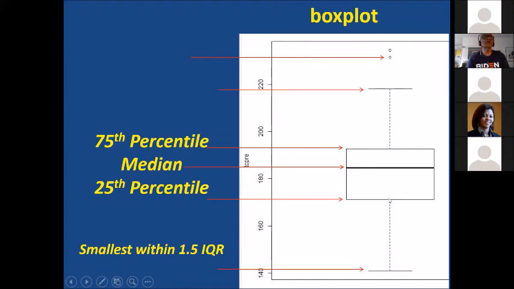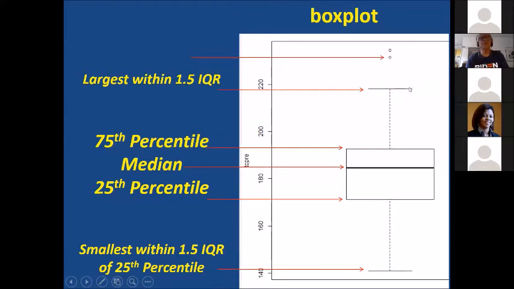And so R gives you that whisker end. But it's not necessarily 1.5 IQR. This line means you actually have a data point there. What I call the smallest within 1.5 IQR of the 25th percentile. There you actually have a value. And likewise, this is the largest value you have within 1.5 IQR of the 75th percentile. And finally, you have these little points outside of the box and whiskers, and those are your outliers.